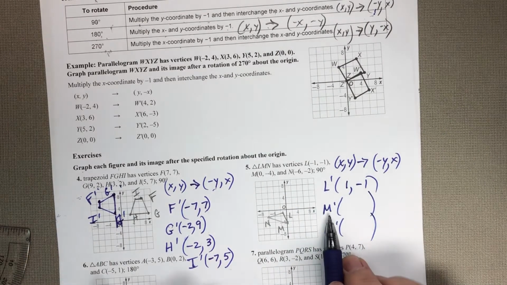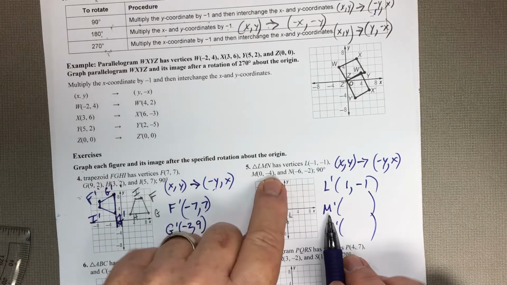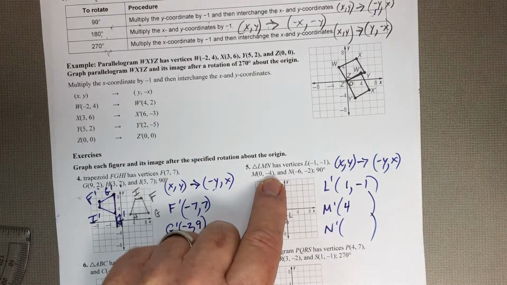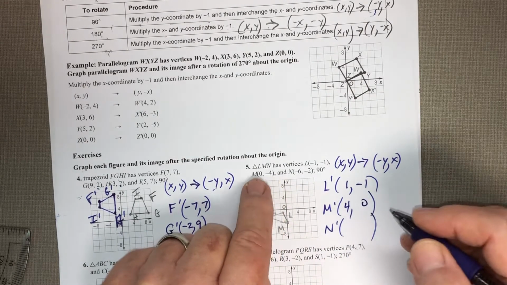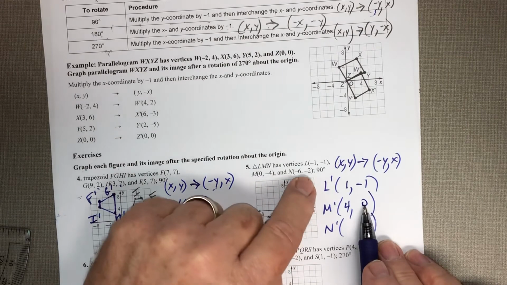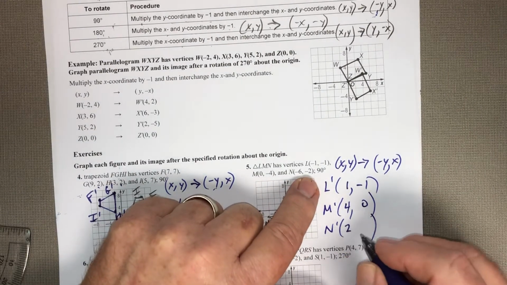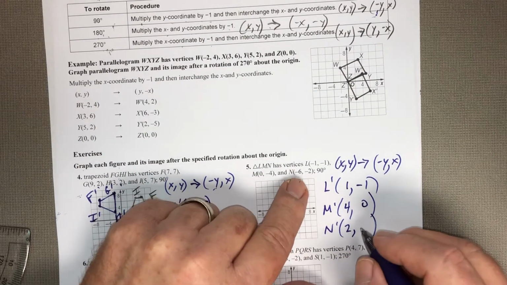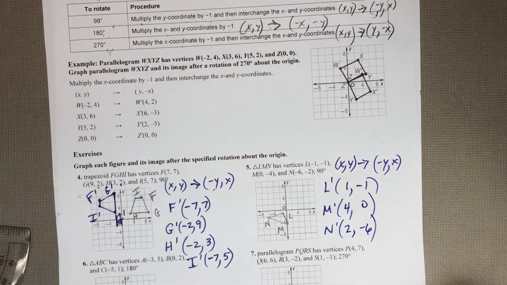All right, let's go get the coordinates for point M prime. The opposite of this x coordinate is positive 4, and the x coordinate becomes the y coordinate. The opposite of that y coordinate, for N, is positive 2, and negative 6 becomes the y coordinate. So there are your coordinates for L prime, M prime, and N prime.